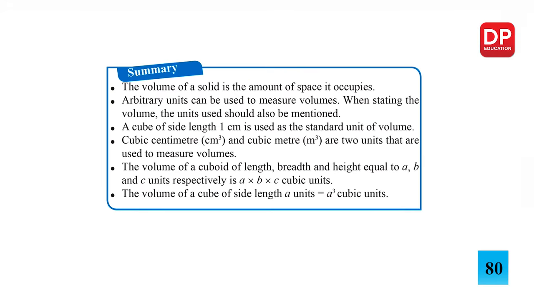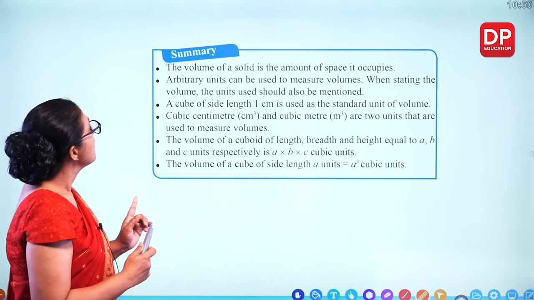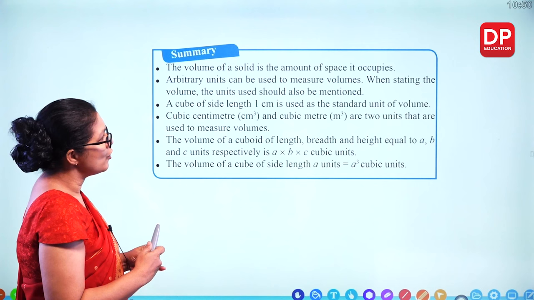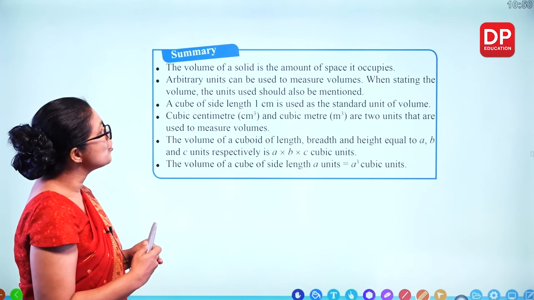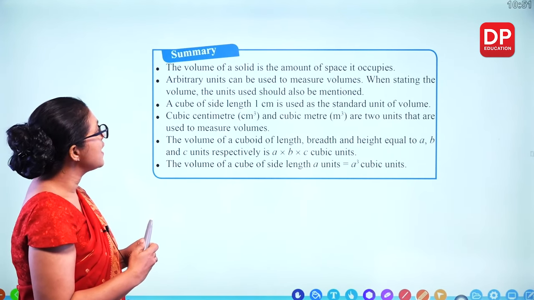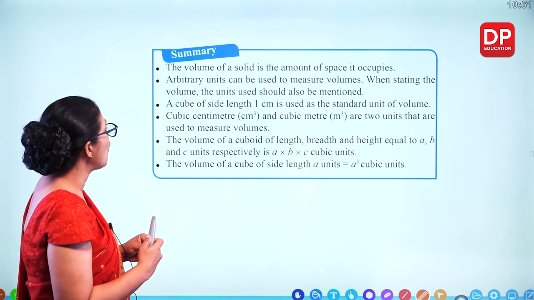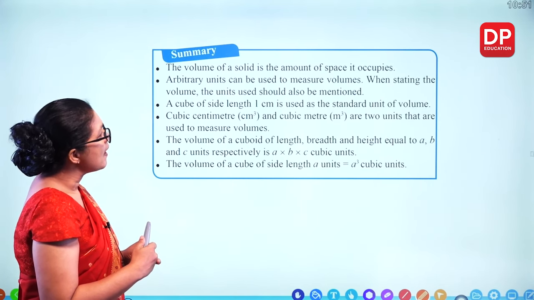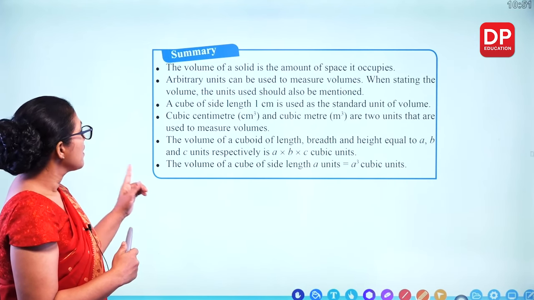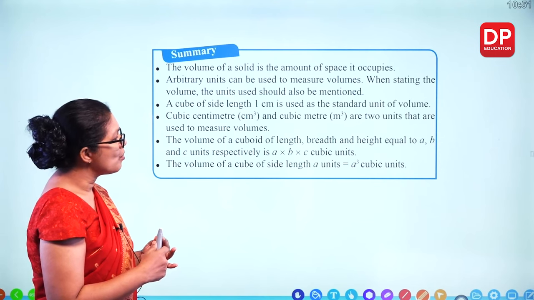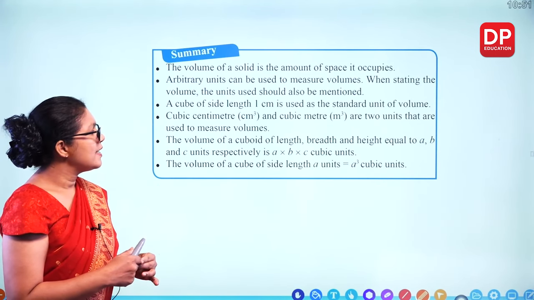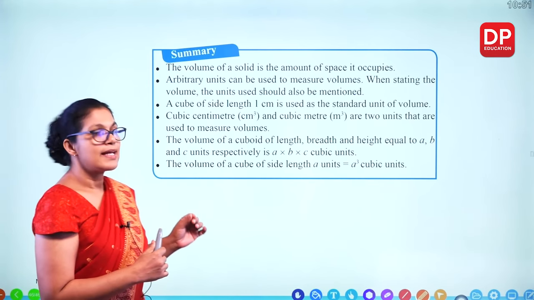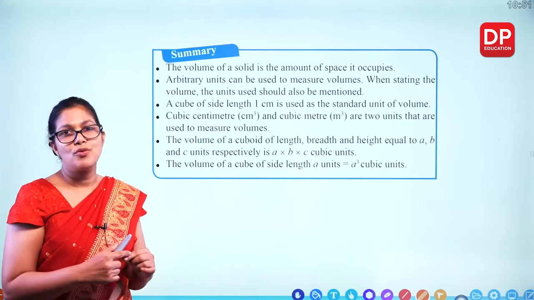So we completed all theory related to volumes. The volume of a solid is the amount of space it occupies. Arbitrary units can be used to measure volumes. When stating the volume, the units used should also be mentioned. A cube of side length 1 centimeter is used as the standard unit of volume. That's cubic centimeters. Cubic meters, m to the power 3, are two units that are used to measure volumes. The volume of a cuboid is length into breadth into height, and the volume of a cube is side length into side length into side length. So practice all examples and exercises, because you need this unit in future as well.